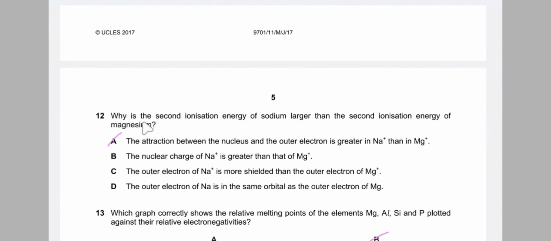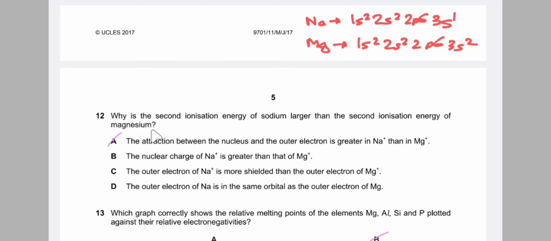Number 12. Why is the second ionization energy of sodium larger than the second ionization energy of magnesium? So for sodium, according to the options, the attraction between the nucleus and the outer electron is greater in sodium positive ion than in magnesium positive ion. So the attraction between the nucleus and the outer electron is greater in sodium positive ion compared to magnesium positive ion.